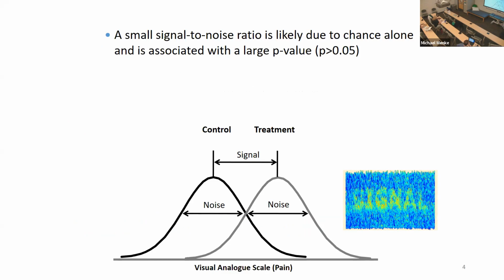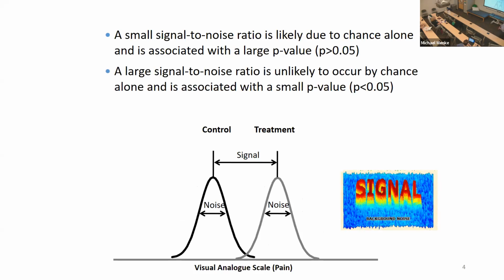So this is an example of a small signal to noise ratio, where the signal, the distance between the means of the two groups, is approximately equal to the background noise within groups. That would be where it's very hard to detect the signal relative to what's going on in the background. This is what we hope to find, a large signal to noise ratio, which yields a small, significant p-value. So we want to find something that looks like this. And again, this is in the service of the research design aspect of our study.